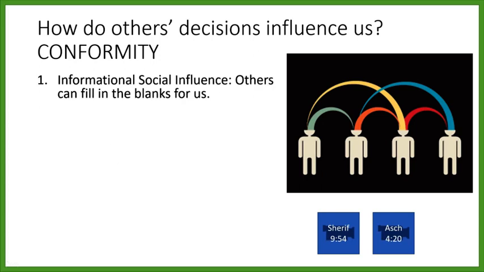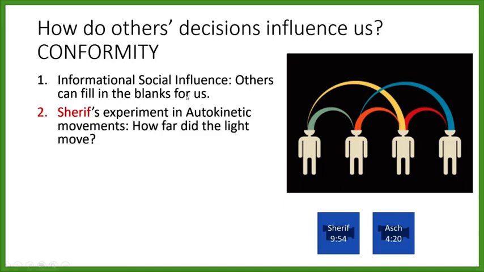First off, we seek information from others, and the information that others have will influence us. Others can fill in the blanks when we're lacking adequate information. And this informational social influence was explored by Sherif in autokinetic movements. So what he was looking at is sort of an undetectable phenomenon, or a light that appeared to move, and he asked people, how much did it move?